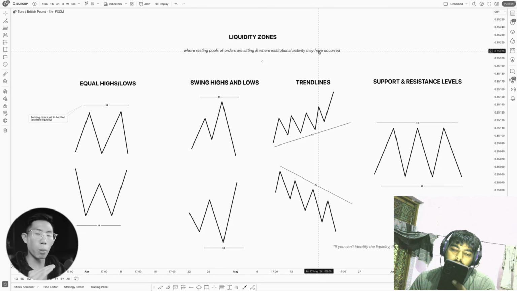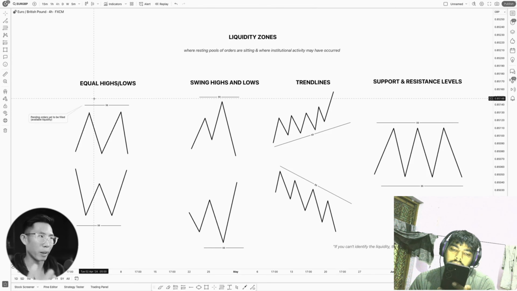Like I said, our job as traders is to follow the footprints of the institutional traders, the big financial institutions, the smart money, because we understand that they are in charge of these huge moves. And in order for us to get in with those huge moves and trade with them rather than against them, we have to understand these liquidity zones and make sure that we identify them properly.